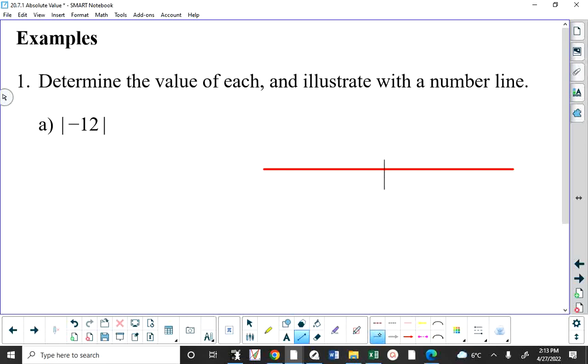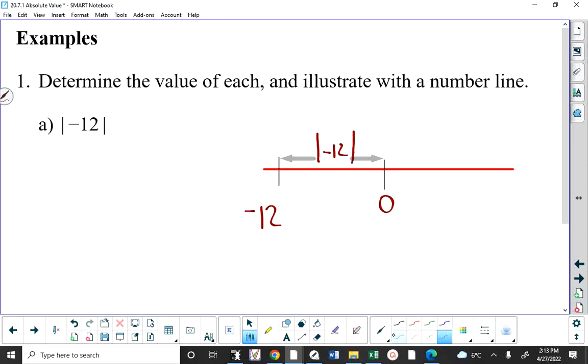Okay, so here's 0 on a number line. Here is negative 12 on a number line. What is the absolute value of negative 12? It's how far it is between those 2 points. This is the absolute value of negative 12. So how far is it? 12. It's that simple. The absolute value of negative 12 is 12.